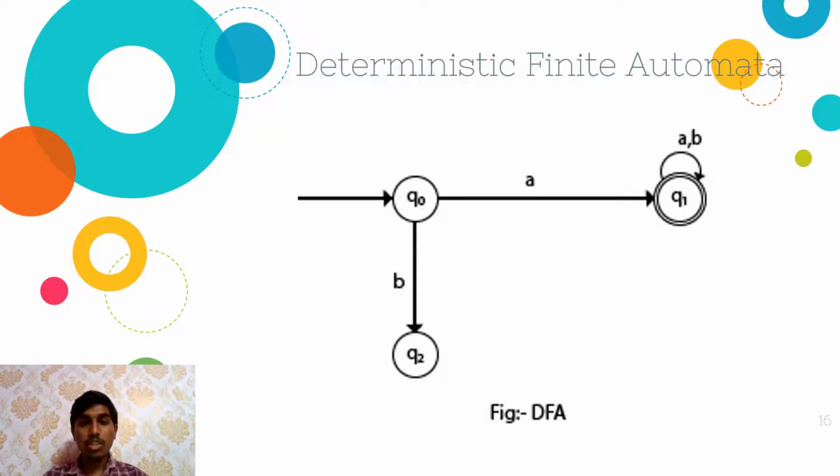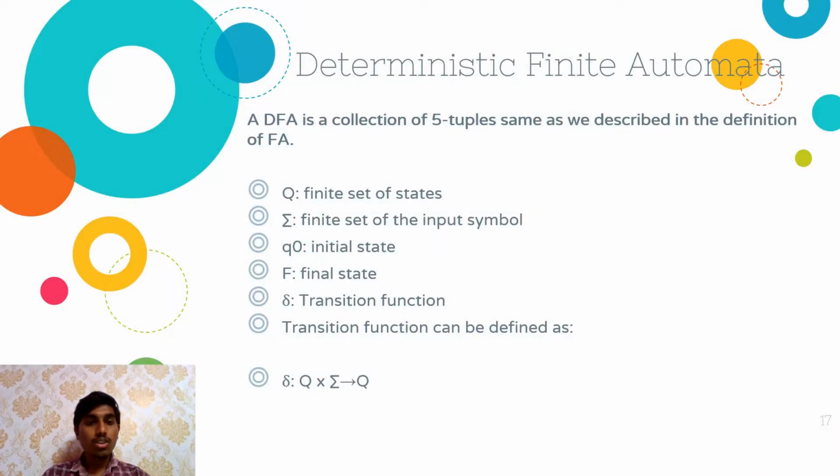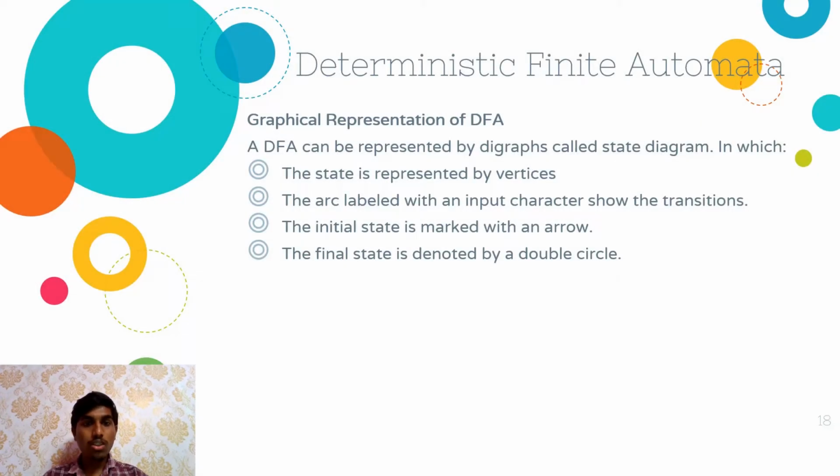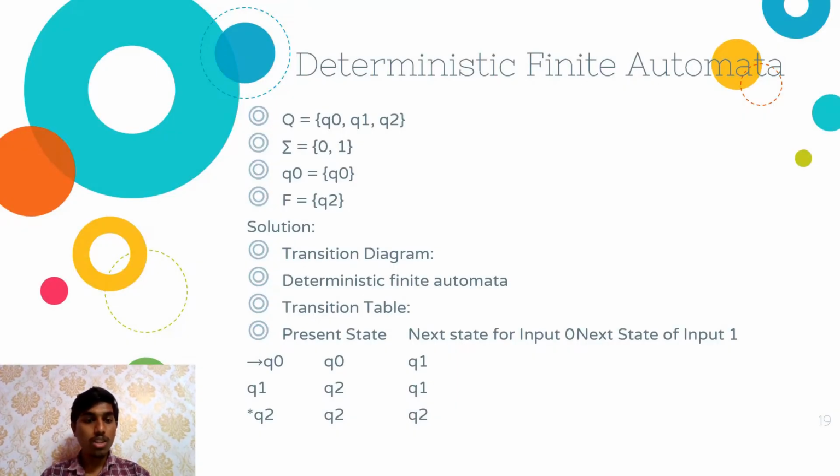So here Q0, Q1, Q2 are the states. Q1 is the final state. A path is given from Q0 to Q1 through A as input, and similarly Q0 to Q2 through B. This is a simple one. There may be complex deterministic finite automata also, based on the logic that we want to prepare. As usual, it is also determined with the help of a five-tuple, which is given as Q, epsilon, Q naught, F, delta, which I have discussed before. Its graphical representation we have discussed before as well. So this is an example. Okay, basically. Thank you.